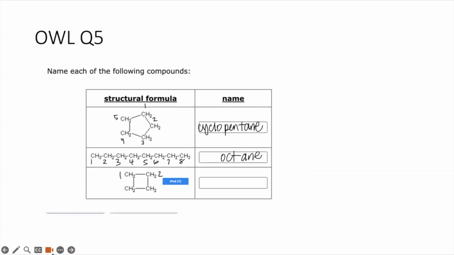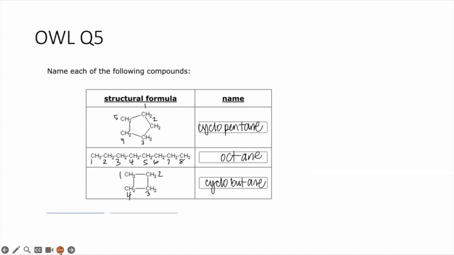Here we have a 4 carbon ring. It's all single bonds, so we're going to end in ane. 4 is bute, so butane, and then we need to throw cyclo in front of it because it's a ring. All right.